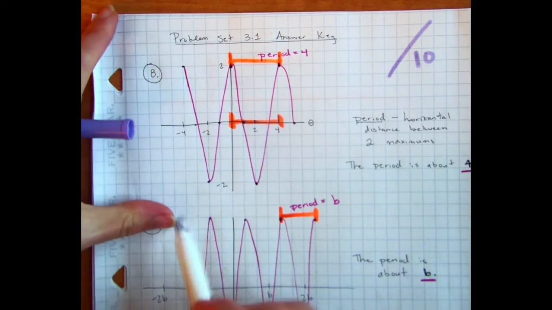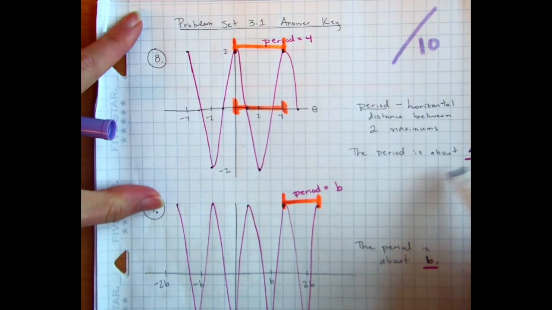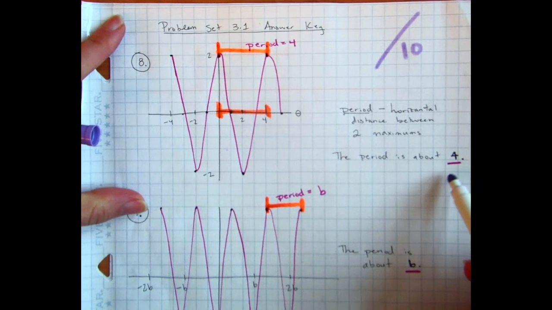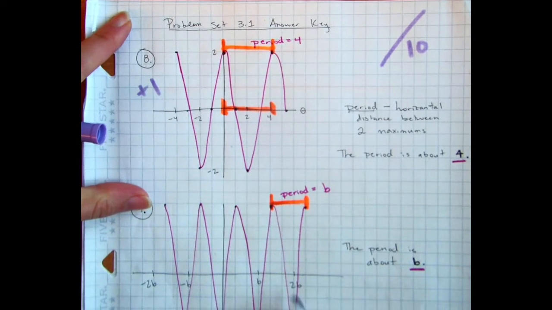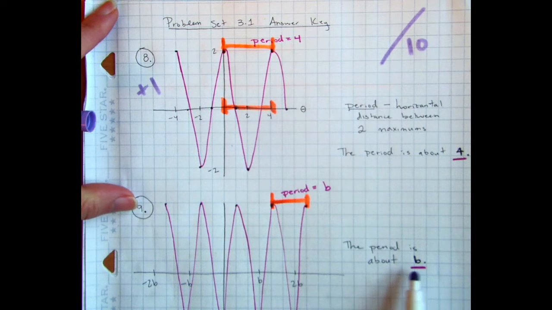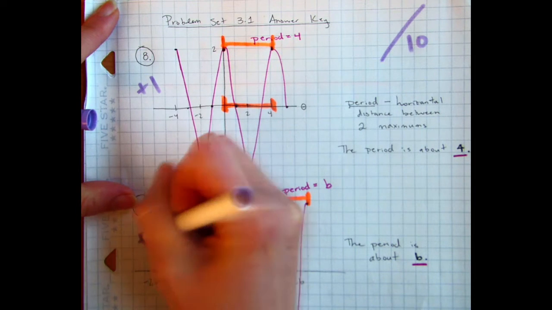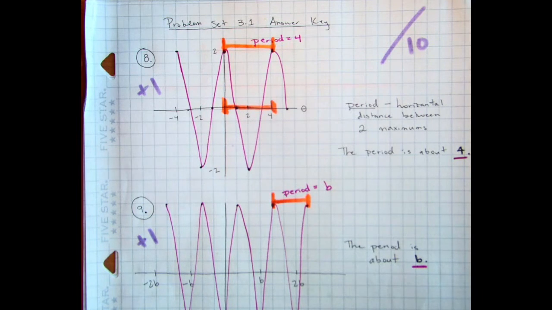And problems 8 and 9 are both worth 1 point. So if your partner said, for number 8, that the period is 4, you can give them 1 point. For number 9, if they said the period is B, you can also give them the full 1 point. Problem 10 is out of 3 points.